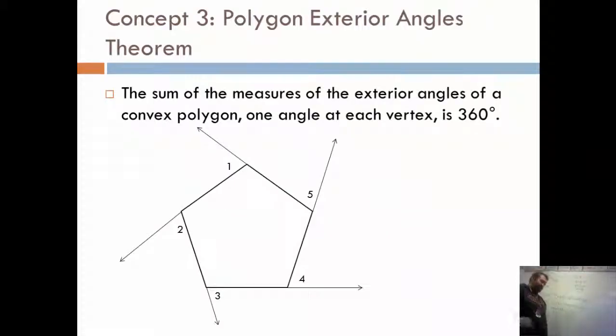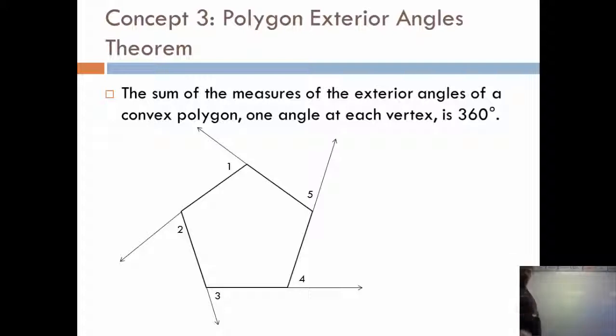Alright, the last idea or theorem from this section now steps away from the interior angles, and we're going to look at the exterior angles. If you remember back to triangles, the exterior angle is the angle formed by extending one of the sides of a polygon.